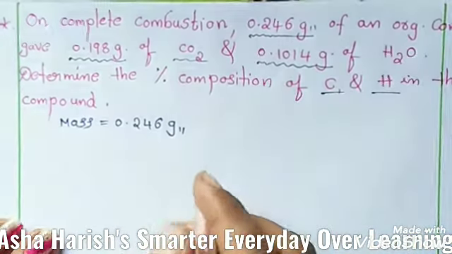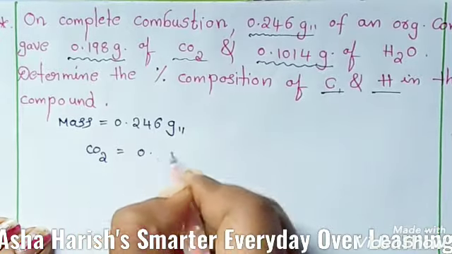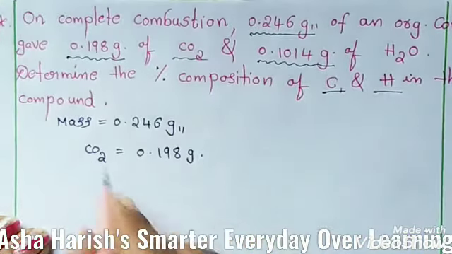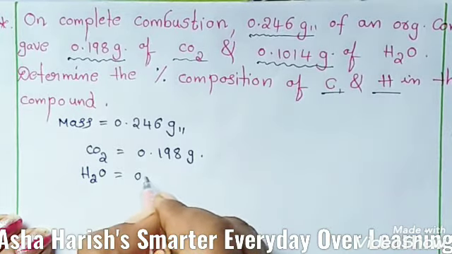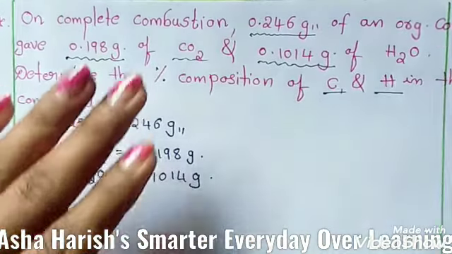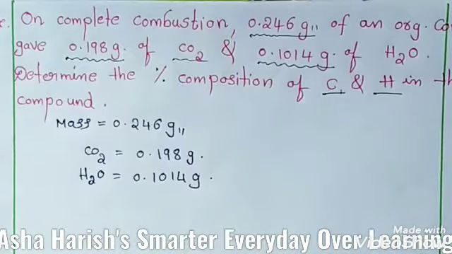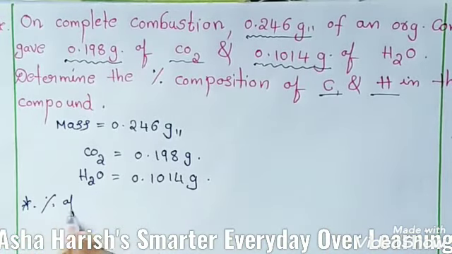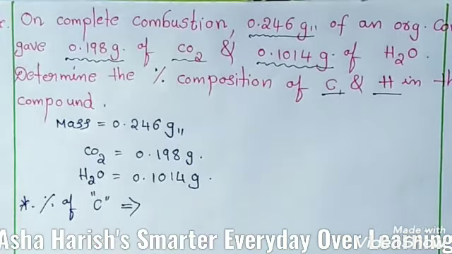Okay, now the mass of CO2 formed is 0.198 grams, they have given. And in the same way the mass of H2O formed is 0.1014 grams. Now students, this is the complete information. Based upon this, you need to calculate the percentage of carbon. Now the percentage of carbon you need to find out.